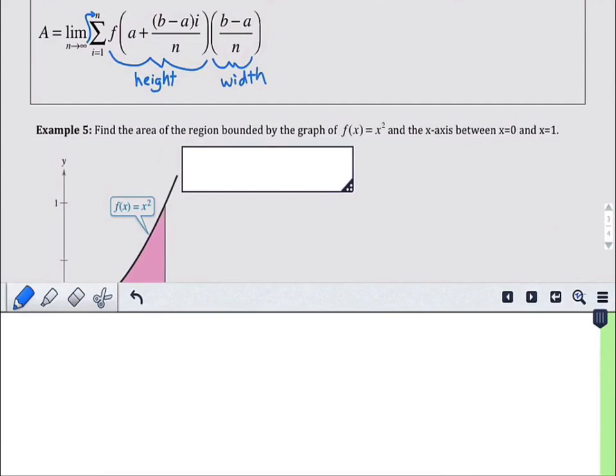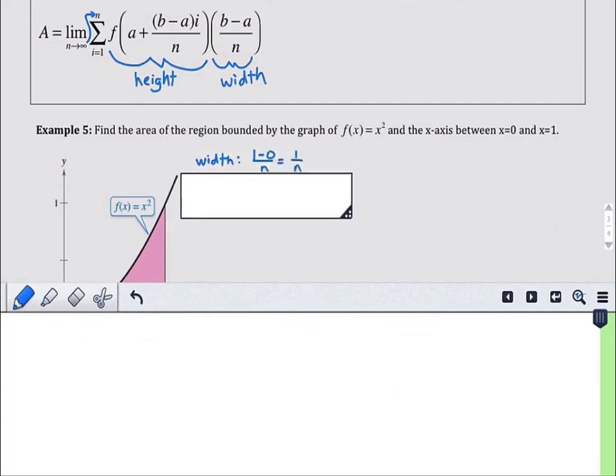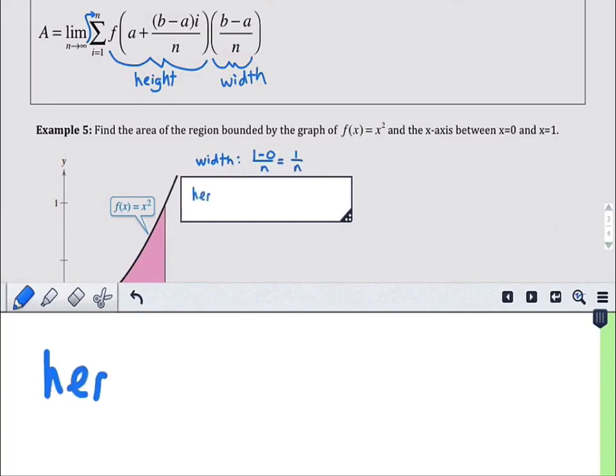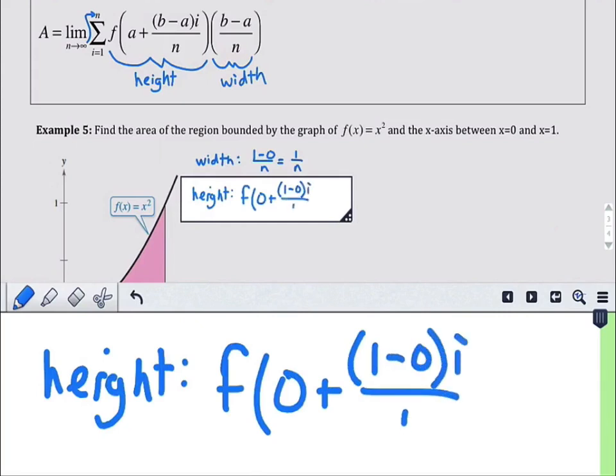So let's go ahead and find our width and our height of our rectangles. So the width, remember, is b minus a over n, which in this case will be 1 minus 0 over n, which is 1 over n. And our height is going to be f of a, which is 0, plus b minus a, which is 1 minus 0, times i over n.